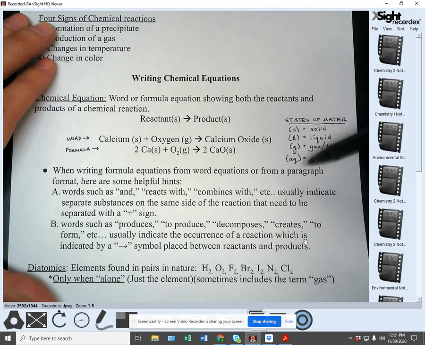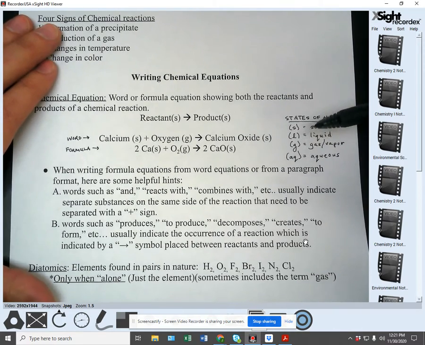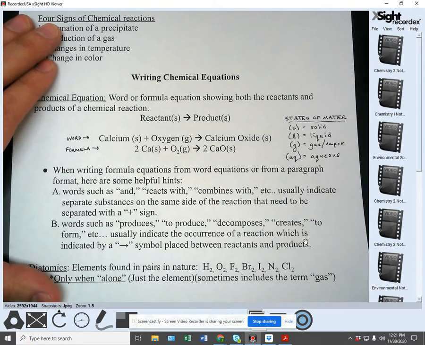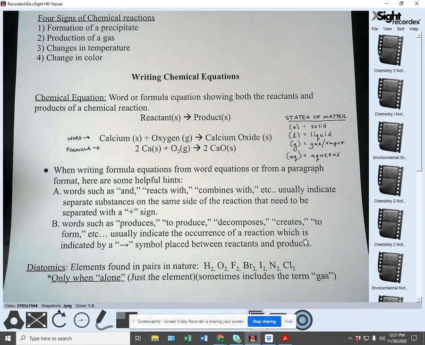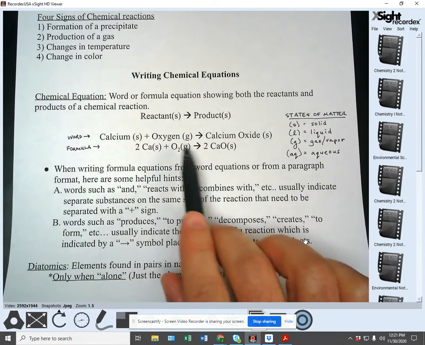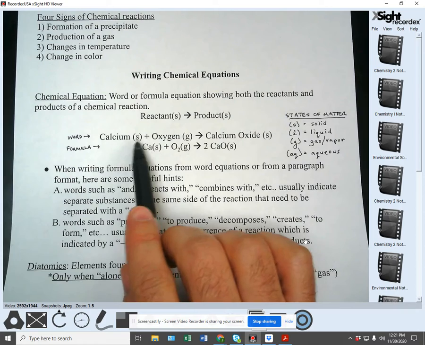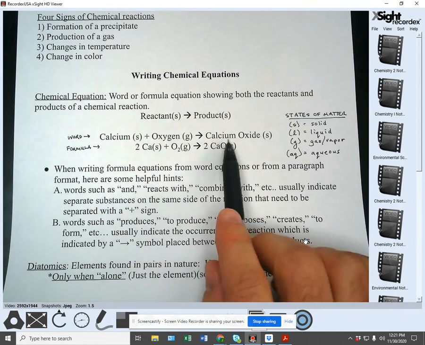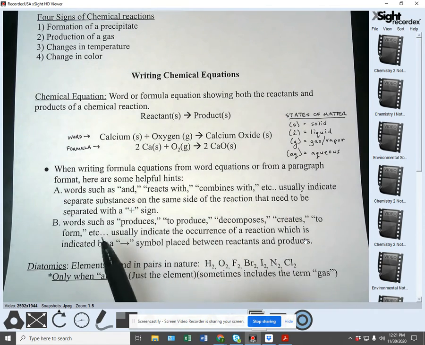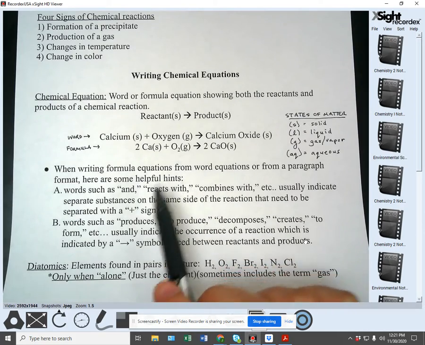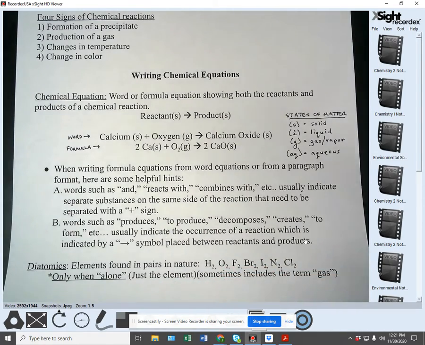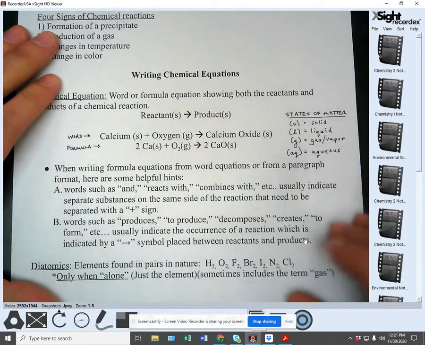Now, we're not going to worry too much about these in Chem 1. States of matter are important when you start doing thermodynamics, the energy exchanges, because certain states of matter for the same substance would contain more or less energy. I just want you to know what those are if you ever see them in an equation. So this is saying solid calcium plus oxygen gas would produce solid calcium oxide. I'm not going to have you worried about those in Chem 1.